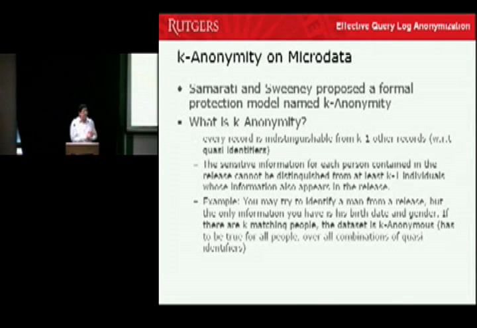So again, for example, you may try to identify a man from some released data. All you have is his gender and birth date. Now, supposing you find out that in the release data set there are k people matching that gender and birth date, then the data is k-anonymous. And of course, this is only true if that is true of all people over all combinations of quasi-identifiers, not otherwise.